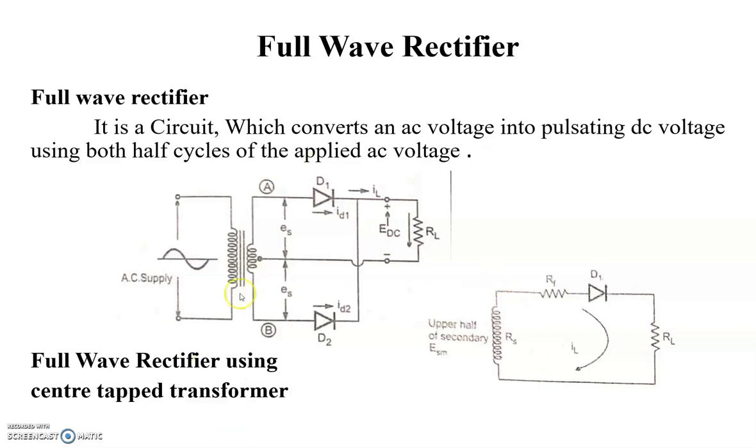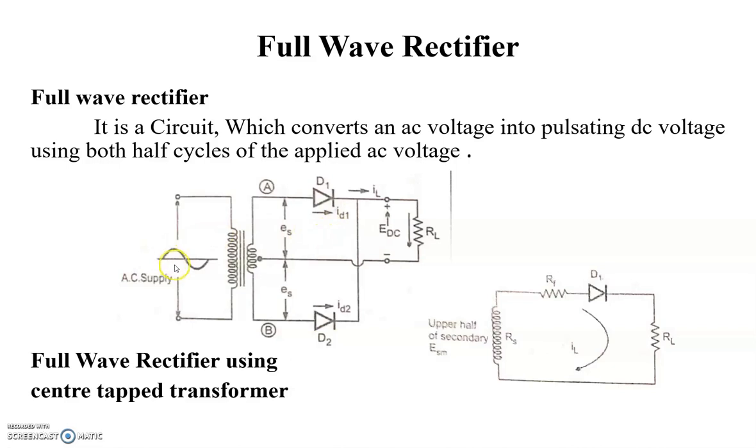Here this diagram represents the full wave rectifier using a center tap transformer. First thing that we have to understand is the name, why we call it a center tap transformer. We have a tapping in the center. For example, if you have 100 turns in the secondary, that means 50 turns on this side and the remaining 50 turns on this side. So there are two diodes in this circuit. Let us understand the working of this rectifier circuit.